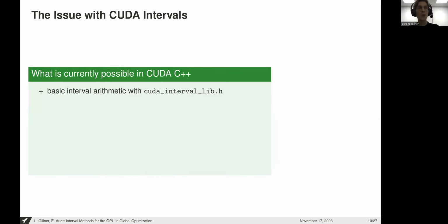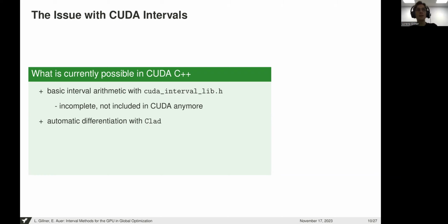And what is the current state of intervals in CUDA? Well, there is actually a basic interval arithmetic library. It was originally included in the CUDA toolkit back in 2013. Unfortunately, this interval library is very incomplete. It is not well tested, and it has been removed from most up-to-date CUDA versions.